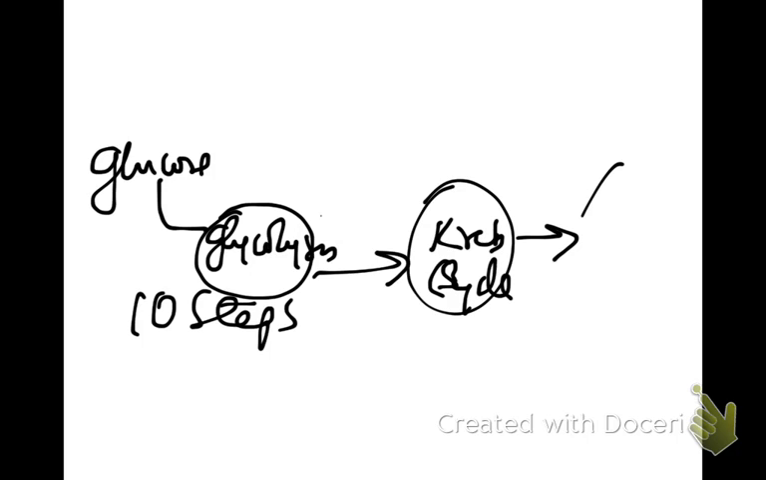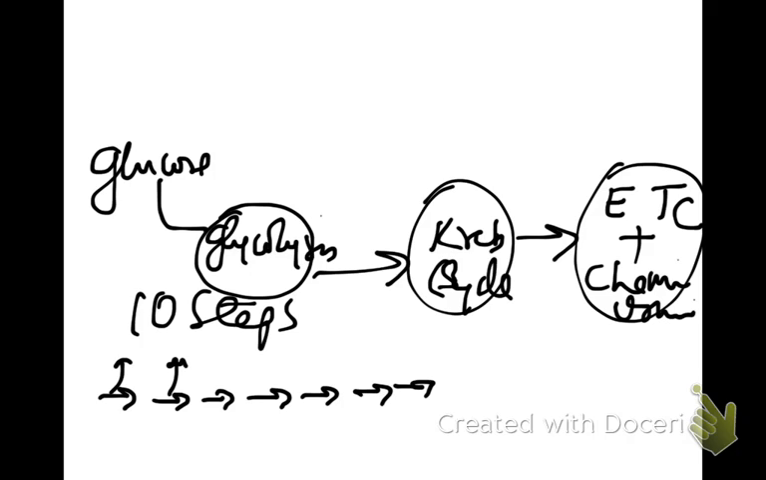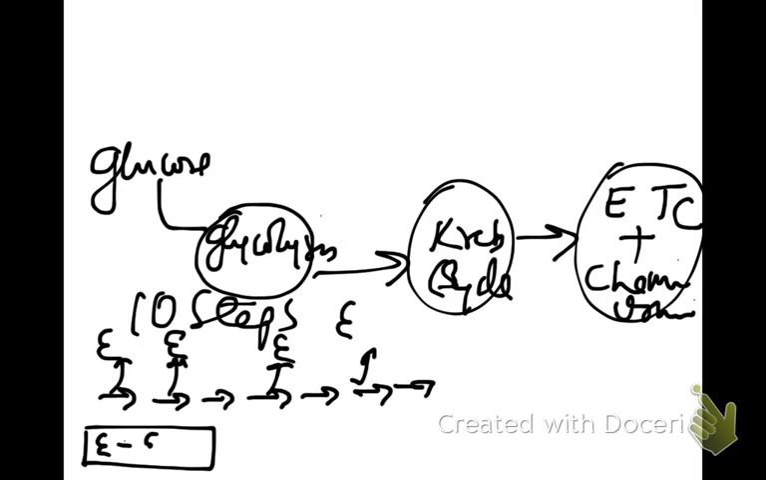And then it goes through another set of steps called electron transport chain plus chemiosmosis. Now what it basically does is this: glycolysis is 10 steps, and this is another set of steps, so a small set of steps. This means at every step, or maybe every other step, it is able to extract some energy. It sort of collects them all as energy packets.